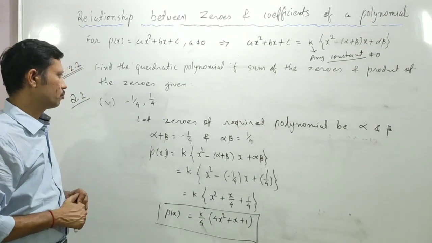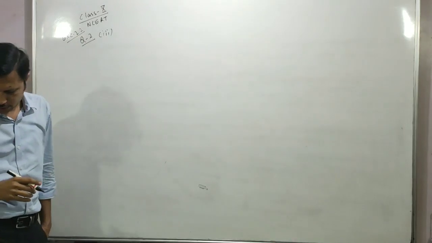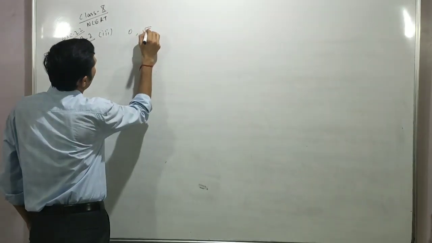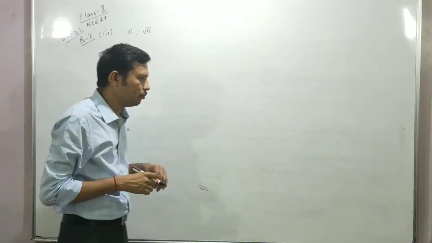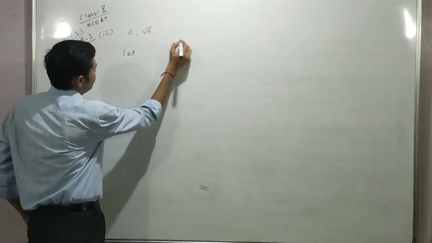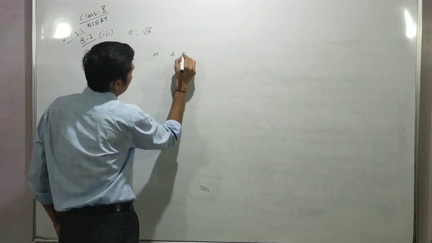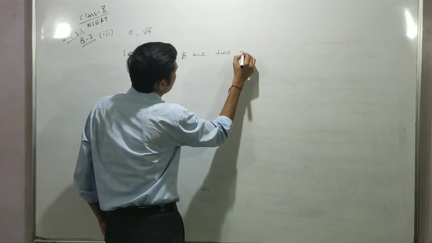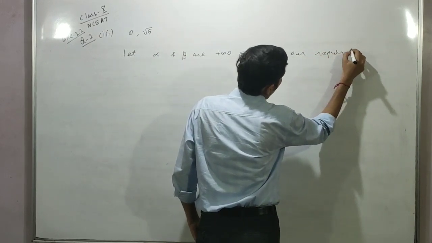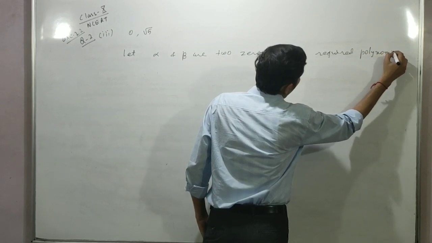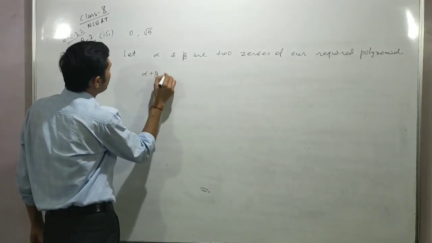Understood? We are going to discuss the third part of question number 2. See here, the sum of the zeros is given to us as 0 and the product is root 5. Okay? So first we will assume the two zeros. So let alpha and beta be two zeros of our required polynomial. Now the sum of the zeros, alpha plus beta, is given to us as 0.